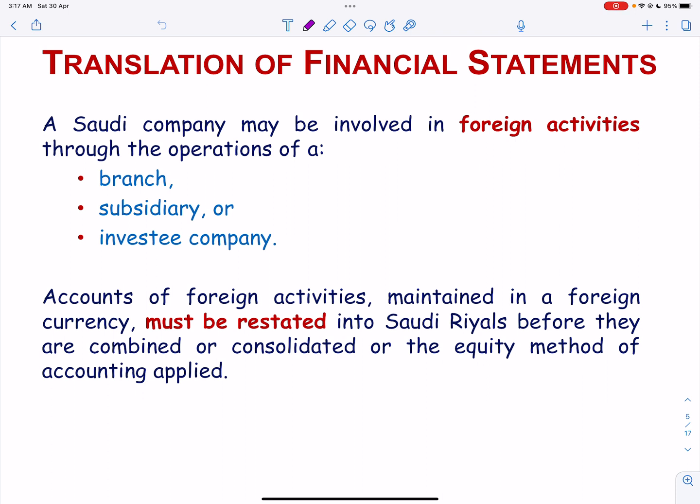So, when a company is involved in foreign operations through its branches, subsidiary, or investee company, then the accounts of the foreign activities maintained in foreign currency must be translated into Saudi Riyals, as two different currencies cannot be added together. They have to be restated, that is, convert Japanese yen to Saudi Riyals, dirhams or dinars into Saudi Riyals before they can be added or consolidated in one financial statement.